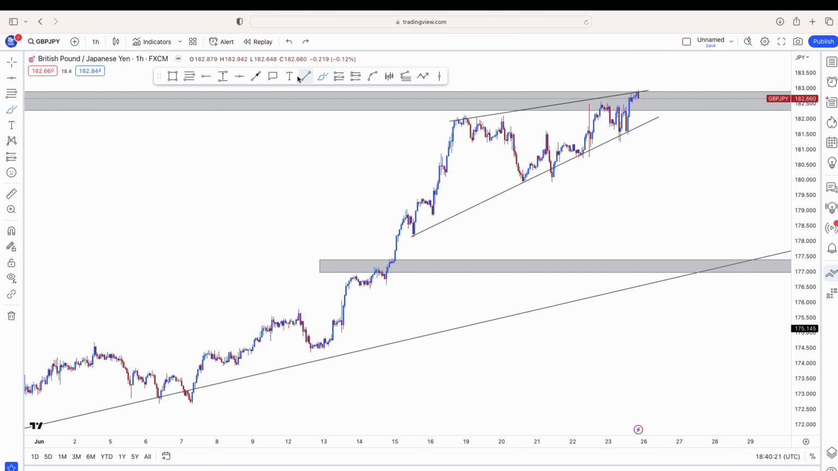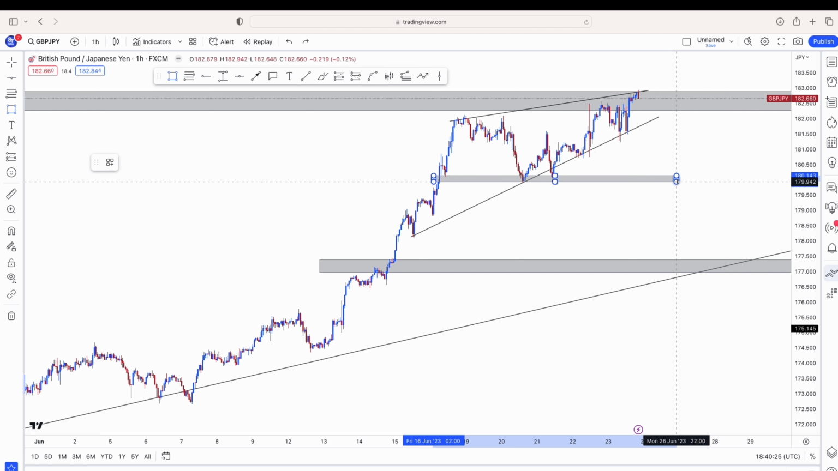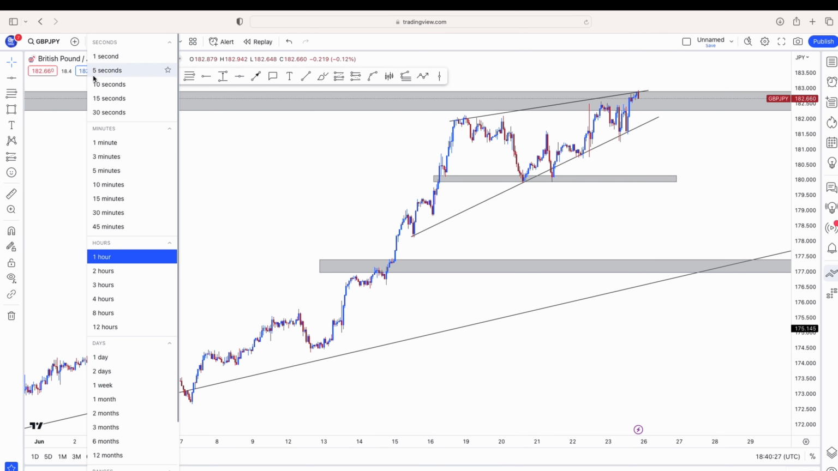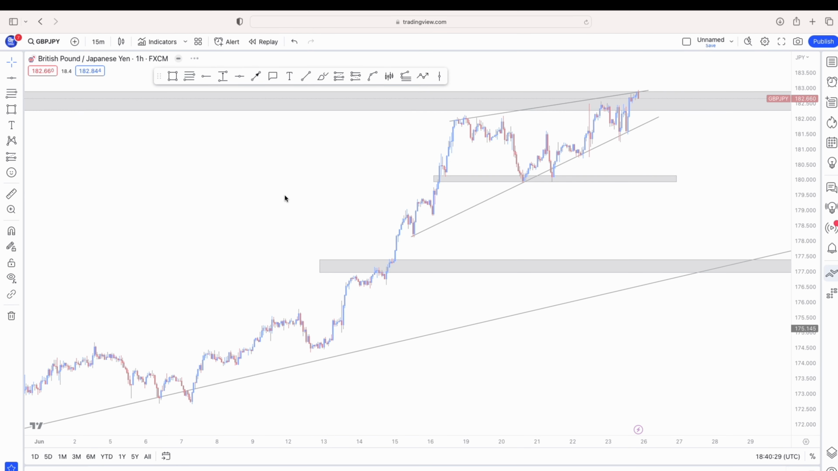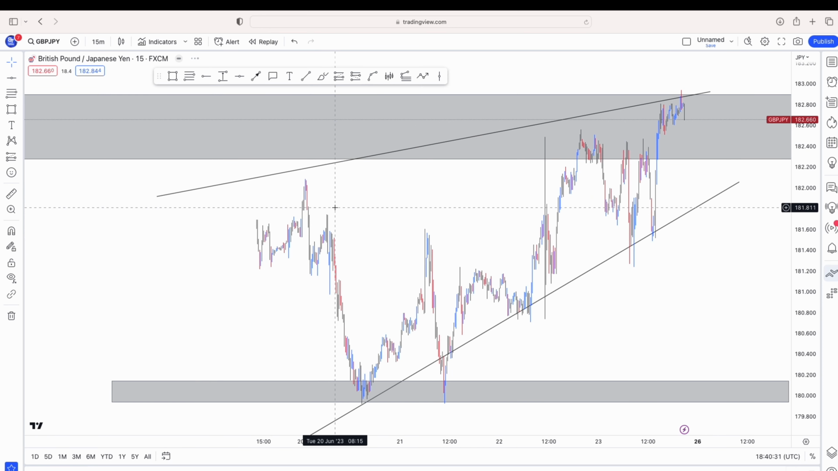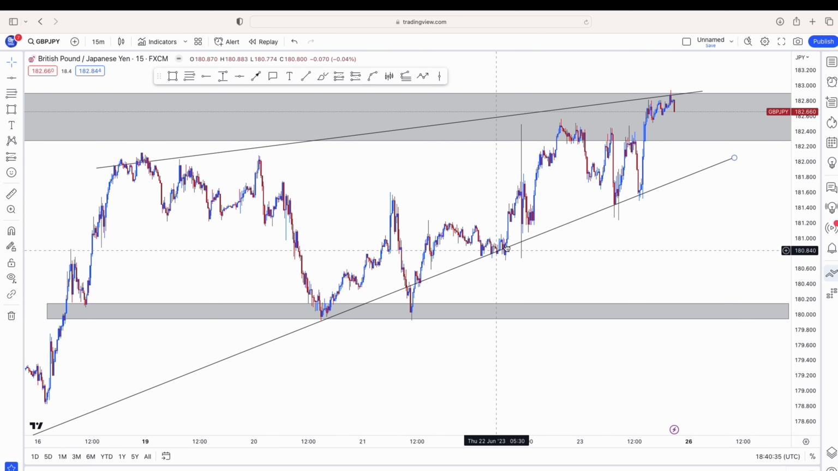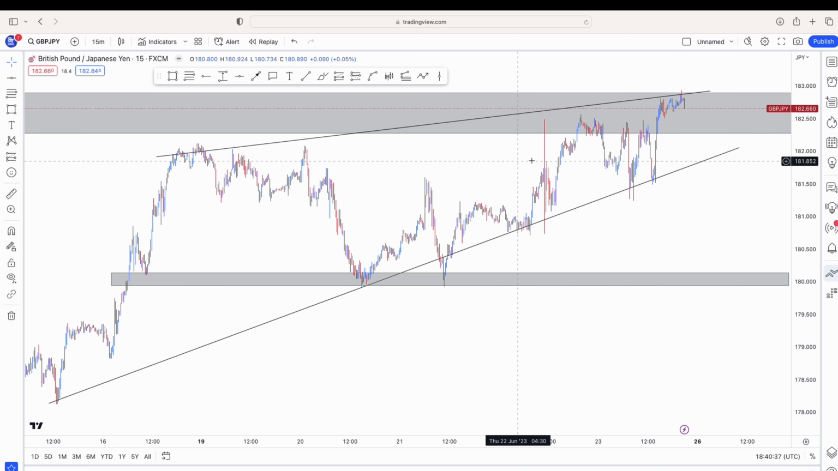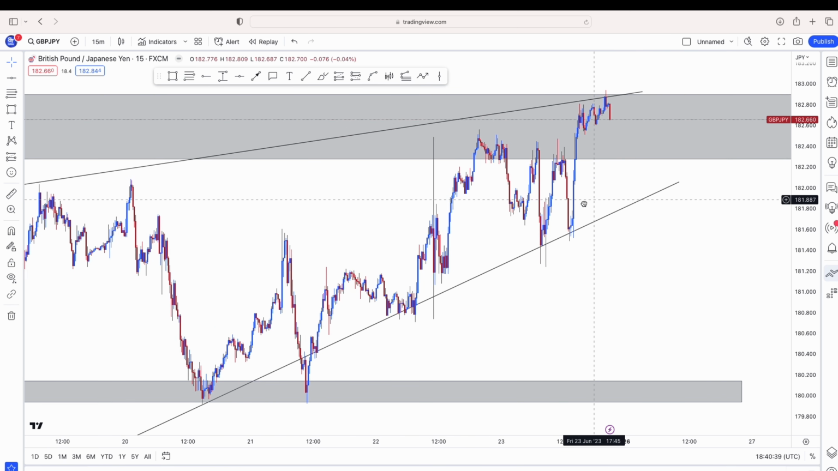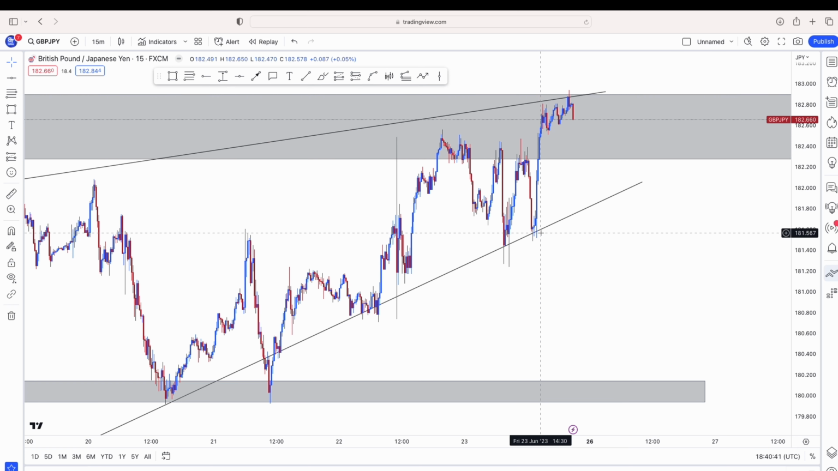Then let's check this one here. We had a strong level here. Then let's drop to 15 minutes before doing anything. So on 15 minutes, you can see that this level is much clearer here. We had a double bottom before the market actually went up, and we still have that trend there. So we had an impulse move on Friday. We had an impulse move during the New York session.